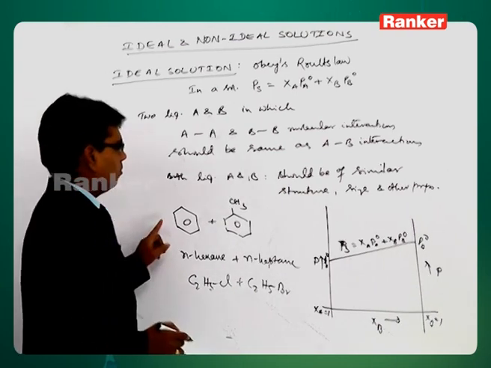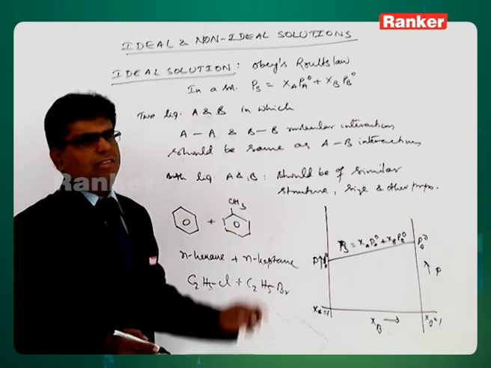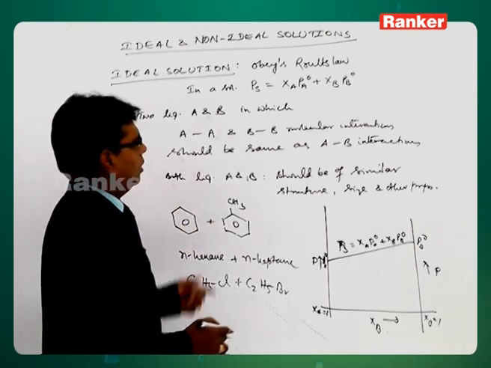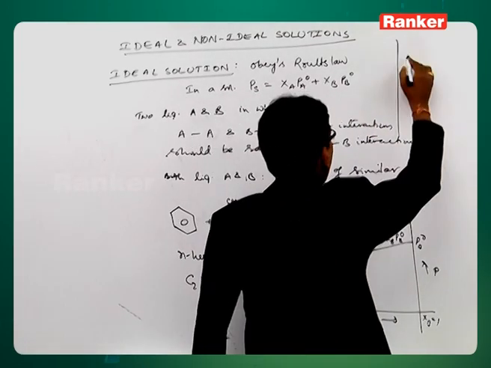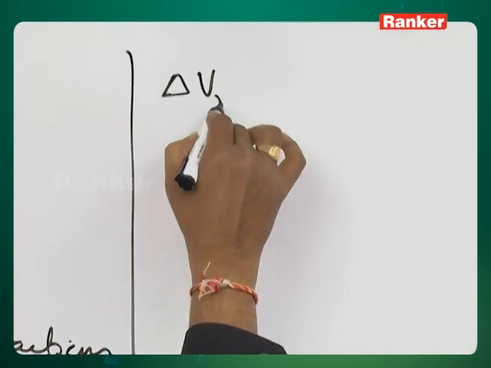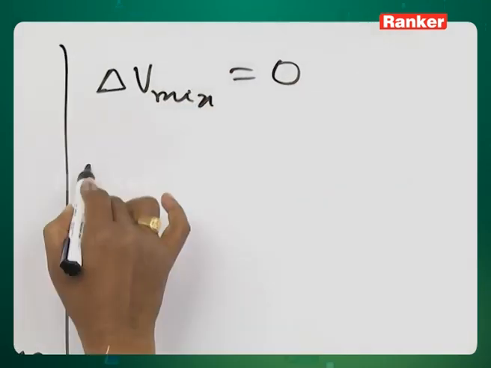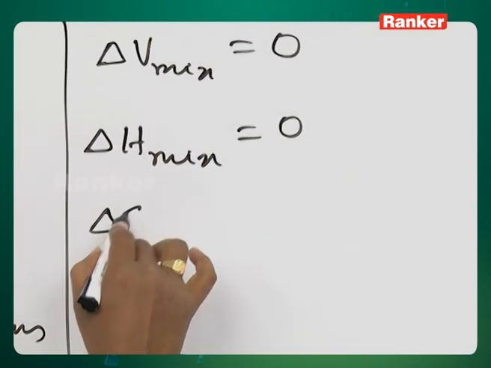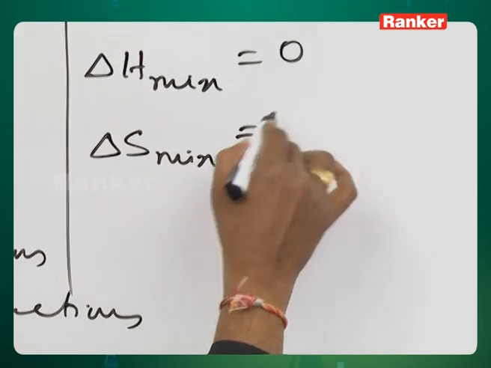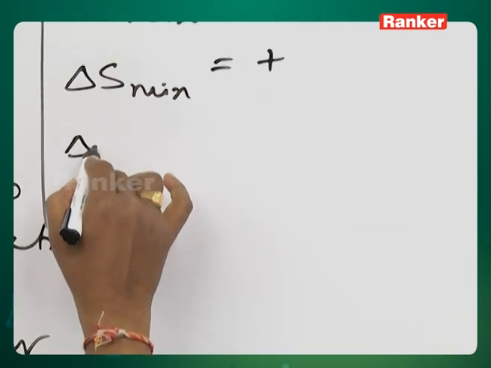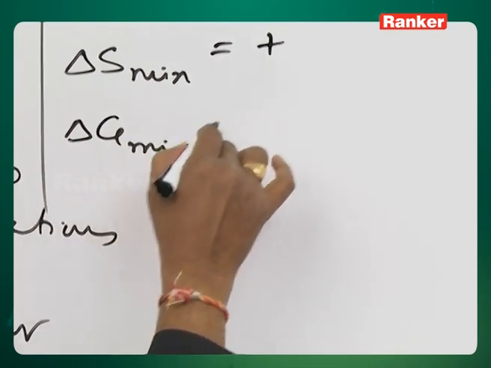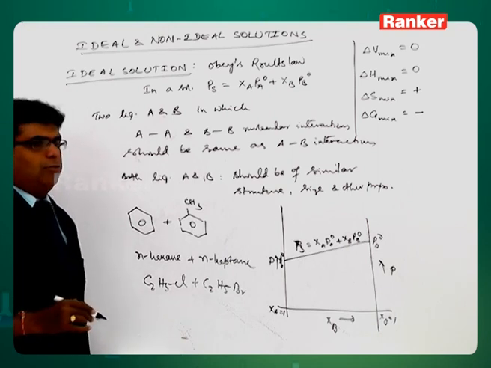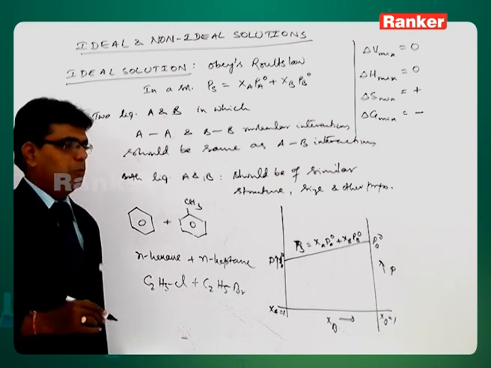Then what are the other characteristics, the properties of an ideal solution? When a solution is an ideal solution, delta V mixing should be equal to 0, delta H mixing is 0, delta S mixing is positive, delta G mixing is negative. It means formation of an ideal solution is a spontaneous process.